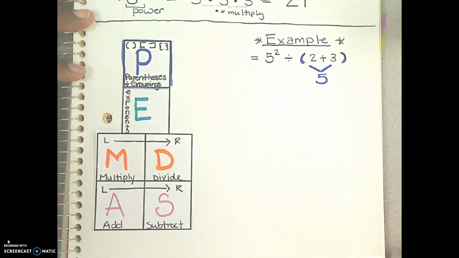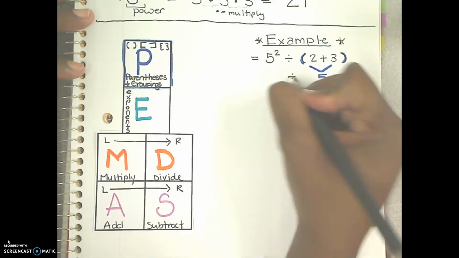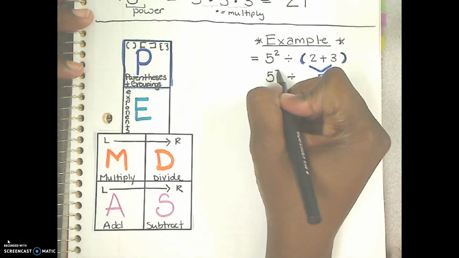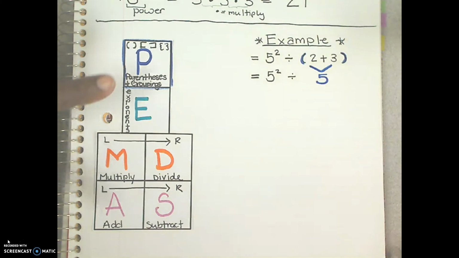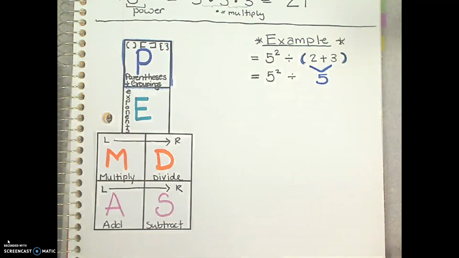And then after I do that, I bring everything else down that I haven't used. I didn't use a division sign. I've already used my parentheses. And I haven't used 5 to the 2nd power or my equal sign. So parentheses are done. What's next? Exponents. Do we have any exponents? We sure do. It's that one.